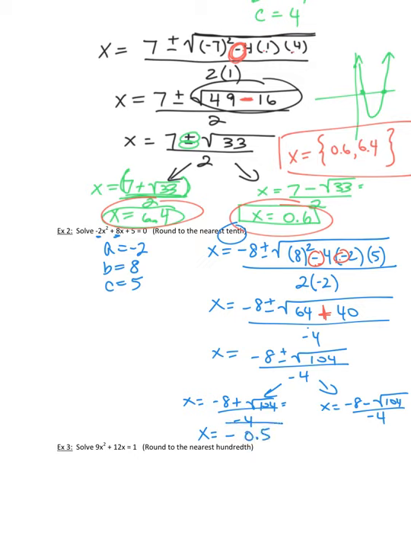It was really 0.5495. And then for the second root, I have negative 8 minus the square root of 104, which is negative 18.198. Remember to hit equals, and then divide that by negative 4, and that's going to give me positive 4.5 to the nearest tenth. It was 4.595.